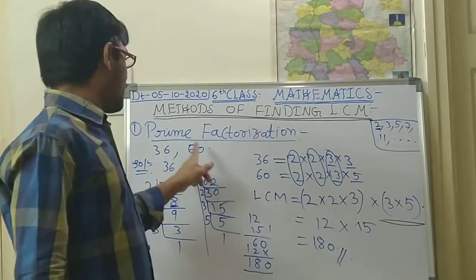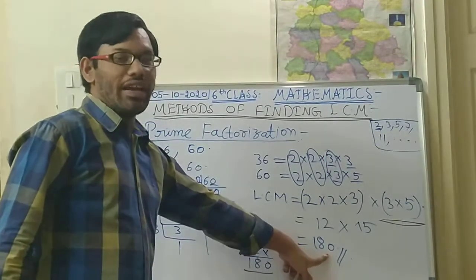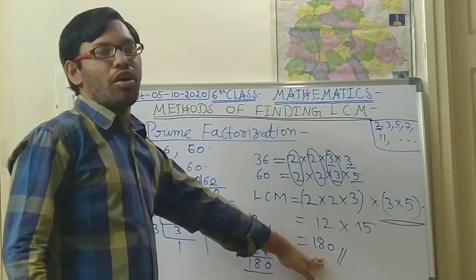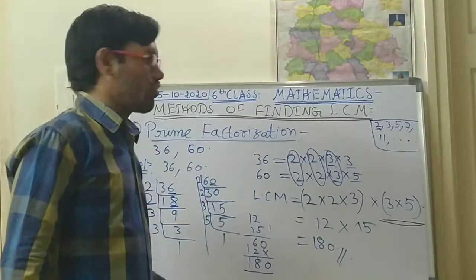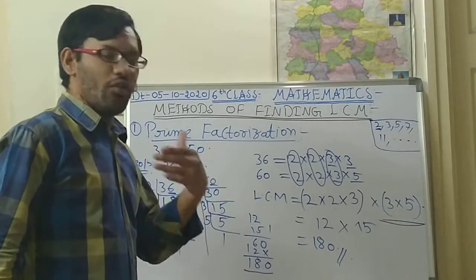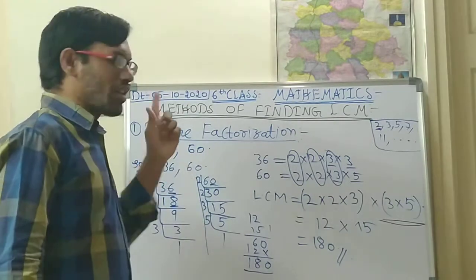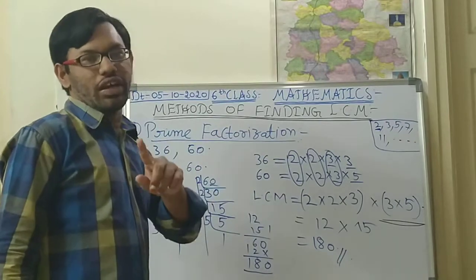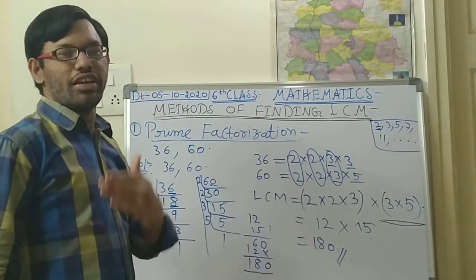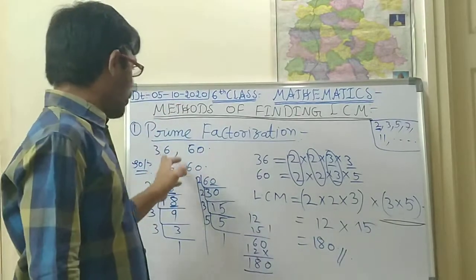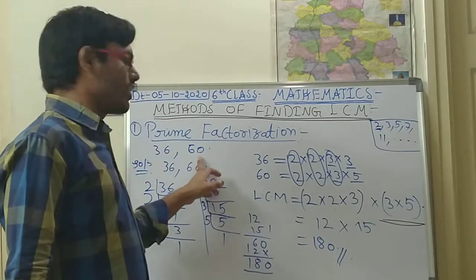That means for 36 and 60, the first common multiple is 180. So 180 will be the smallest common multiple, that is the least common multiple. I think you have understood. Whenever you have time, you can write down all these multiples: 36 into 1, 36 into 2, 36 into 3, like that, and next the 60 table also, 60 into 1, 2, 3. Then the first common multiple will be 180. 180 will be in both the 36 table and the 60 table.